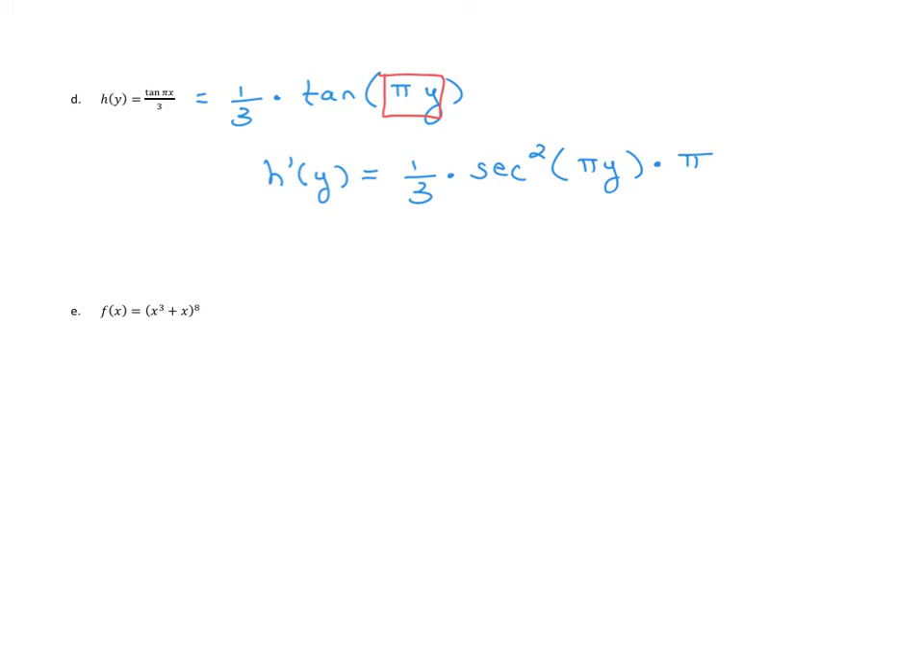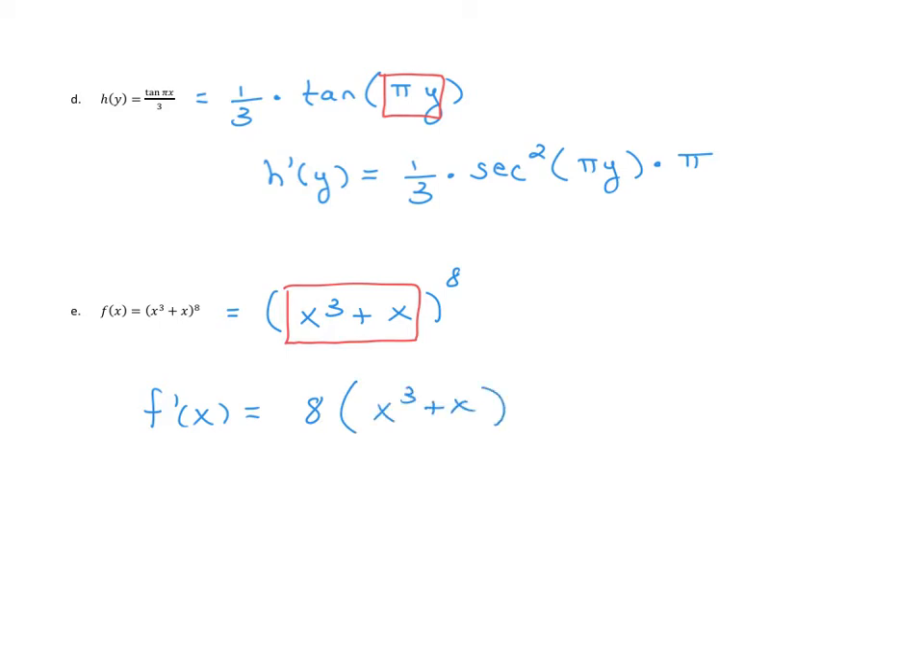For e, we have x cubed plus x to the power of 8. So again, I'm seeing that the composition is something to a power, and that's how I'm going to start by taking the derivative. F prime of x is equal to, I bring down the 8, I copy down my variable, and I subtract 1 from the exponent. By the chain rule, I have to multiply by the derivative of this thing. I would get 3x squared plus 1. And that's it.